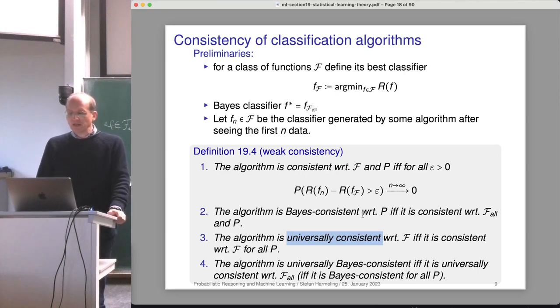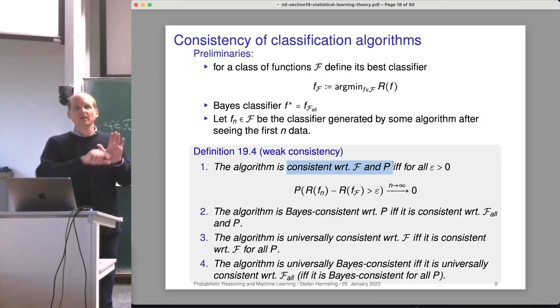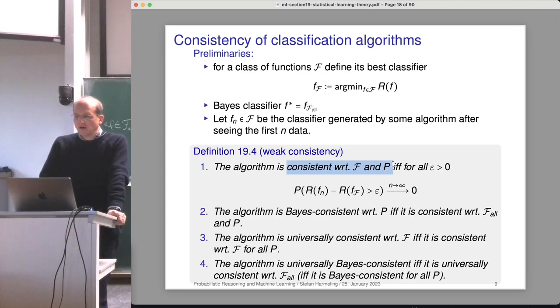Similarly, we could keep the consistency with respect to a certain distribution, but call it Bayes consistency if we consider all possible functions. And of course, there's a combination of both, universally Bayes consistent, where we consider all possible functions and want to be as good as the Bayes classifier, the Bayes rule. So those are four definitions. Once you understand the structure of these, you see that there is an initial one, made very definite and precise, and then you generalize or specialize in terms of the function and in terms of the distribution. Okay, so far so good.